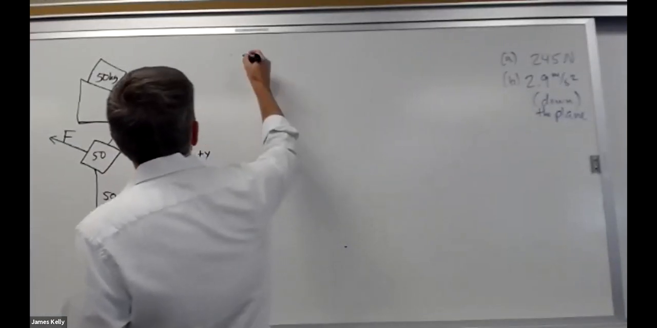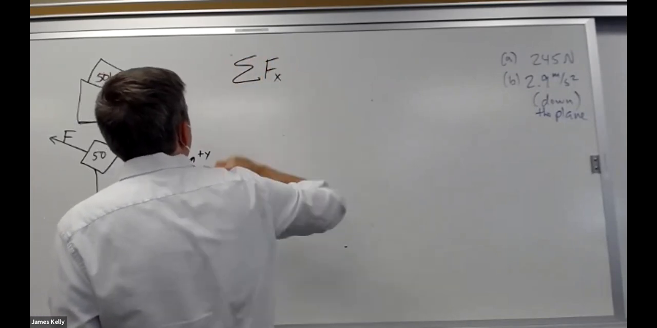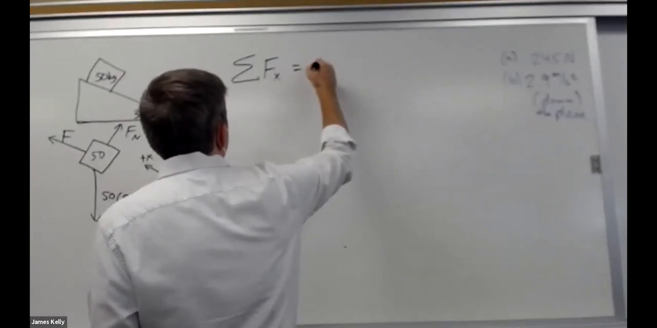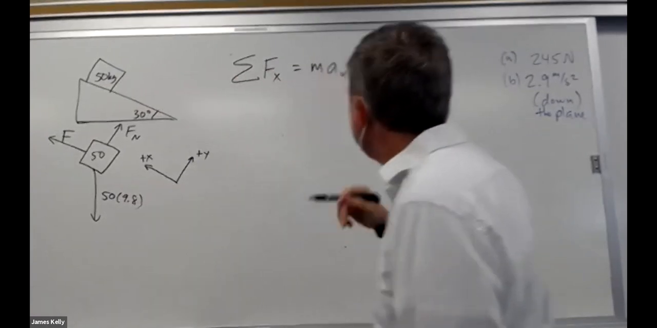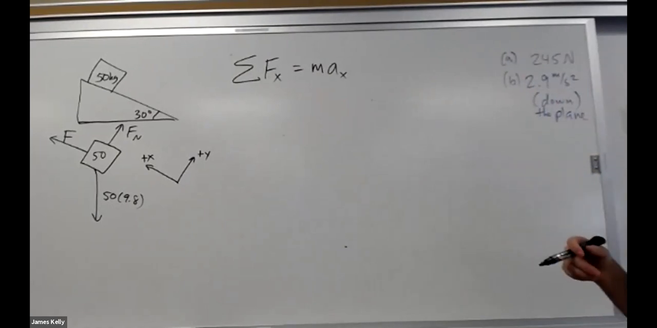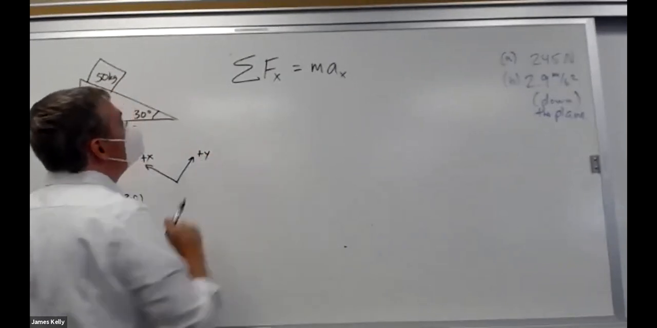Step three is sum of the force components, X or Y, equals M times the same component of A. In this case, everything seems to be happening along X, including the force I'm interested in, so I'm going to just start with X and hope for the best. We'll find we don't need to use Y at all.